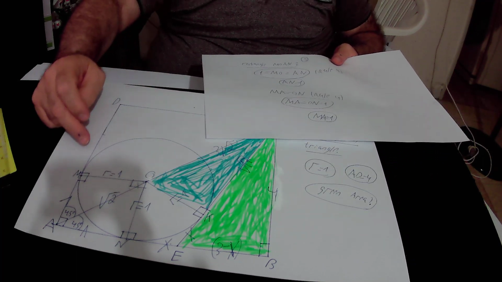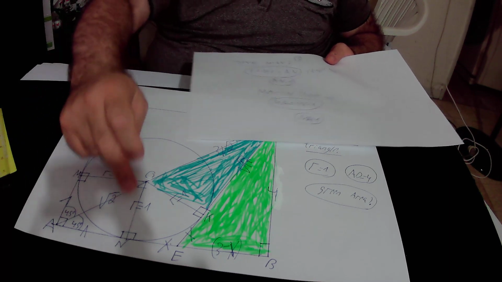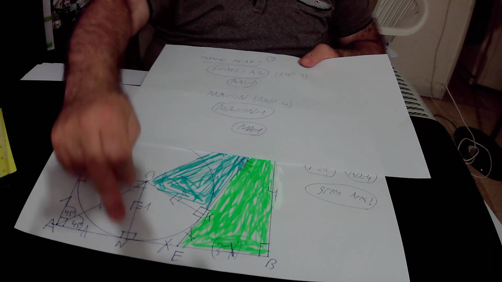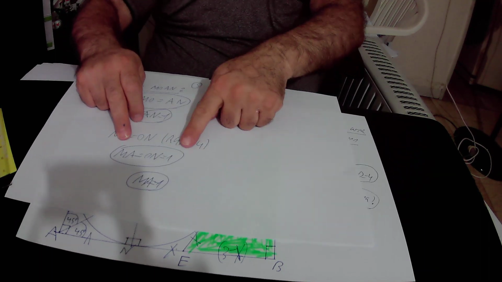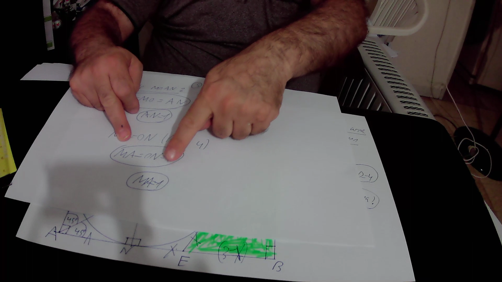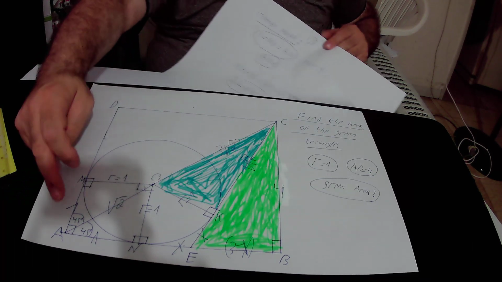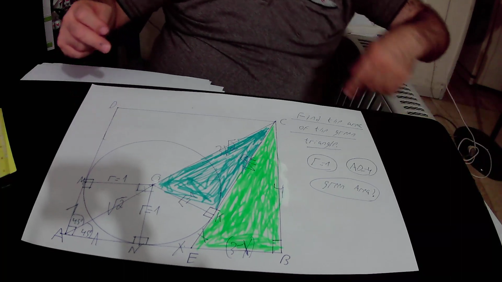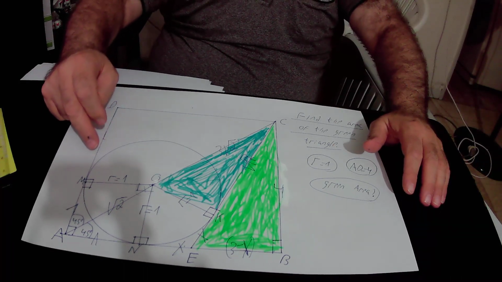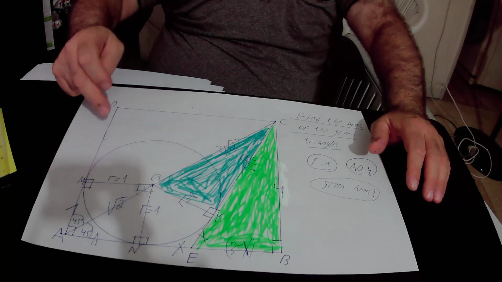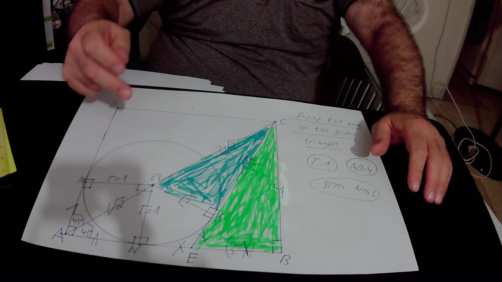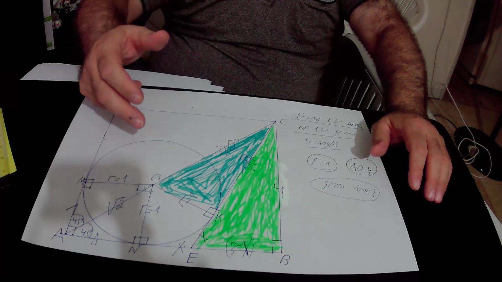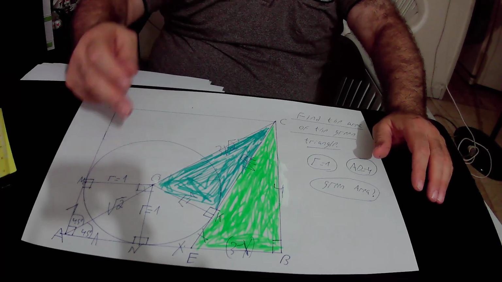Likewise, according to rule number 4, MA equals ON. But we have already found out that ON equals 1 unit. So from this equality, we will conclude that AM also equals 1 unit. So we actually found out that all 4 sides of quadrilateral MOAN are equal to each other. They are all equal to 1 unit. And we also found out that all angles inside MOAN are right angles.